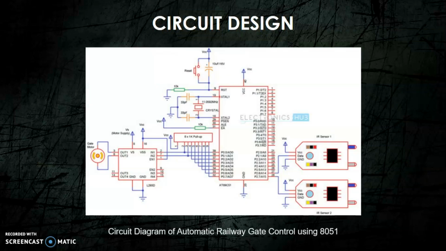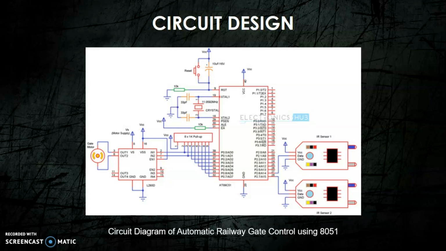The figures show the circuit diagram for automatic railway gate control using an 8051 microcontroller. As you can see, two reflective type IR sensors are used in this project. The transmitter and receiver are placed side by side. When there is no obstacle in front of the sensor, the IR ray transmitted by the IR transmitter will travel undetected as no ray falls on the receiver.